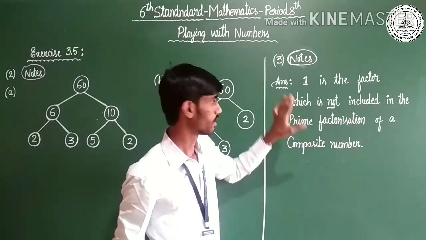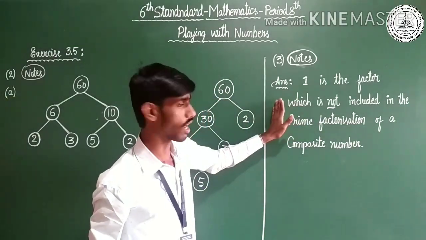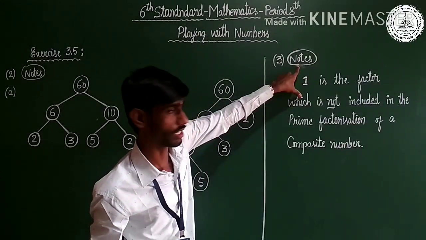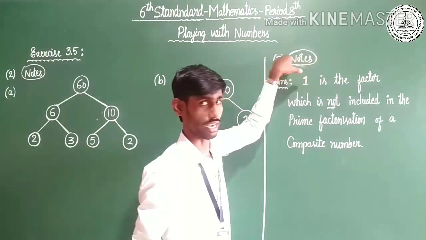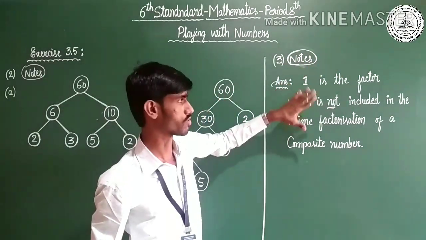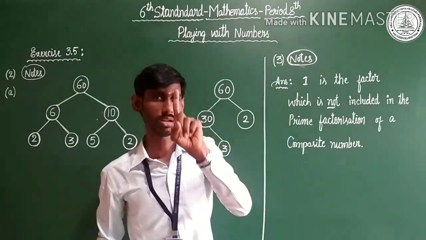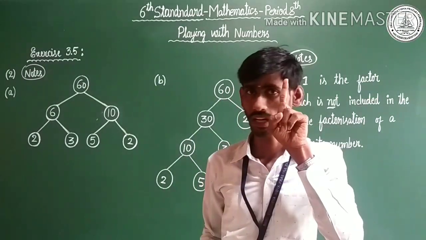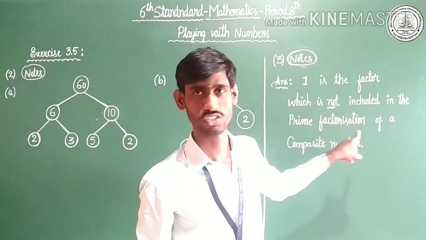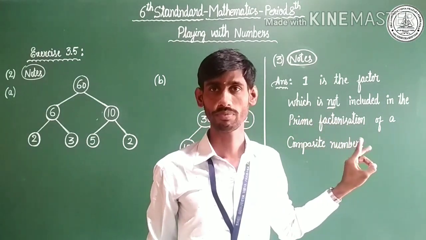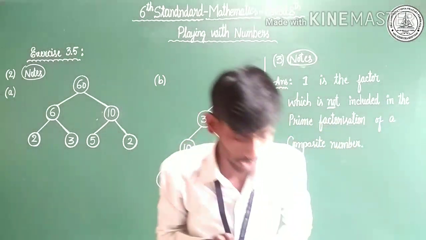It has cleared. So this belongs in your notes. See, I have marked here. Write the question, and below the question complete the sentence: the factor 1 is not included in the prime factorization of a composite number. All of you save this in your mind. Okay, let us move to question number 4.